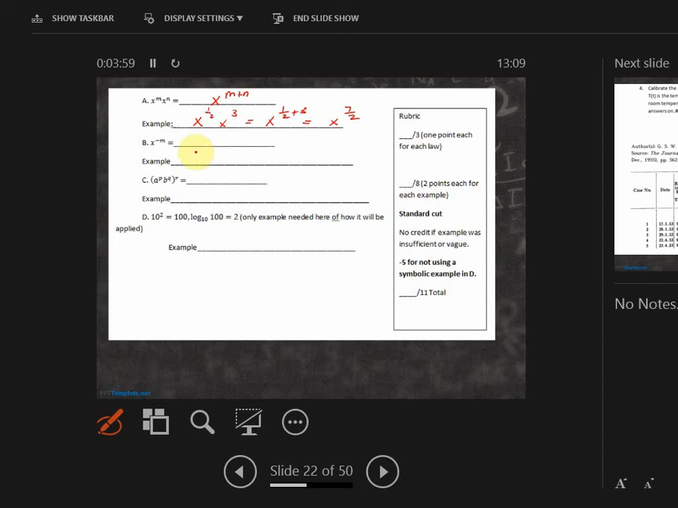Okay, over here, x to the minus m, that's 1 over, again, people got the rule right. It's 1 over x to the m. An example, don't use numbers, use letters. So x to the minus 2 is equal to 1 over x squared is an example. Over here, a to the p, b to the q, all to the r, you get a to the pr, b to the qr.